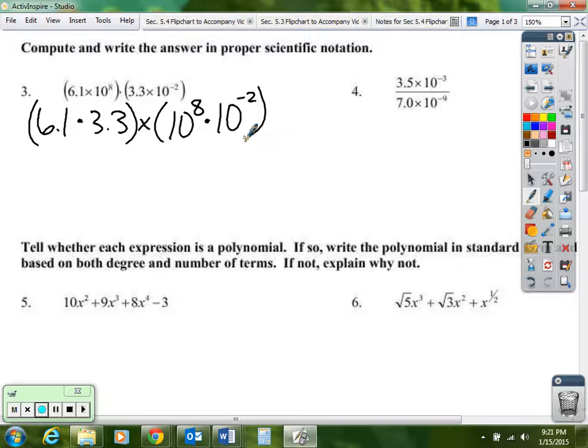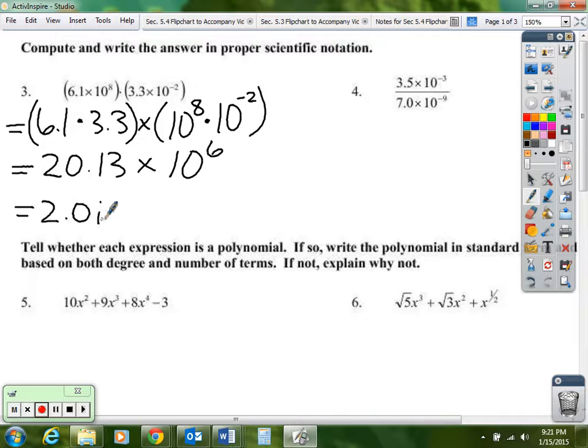6.1 times 3.3 is 20.13. 10 to the 8th times 10 to the negative 2, add the exponents. 8 plus negative 2 is 6. That's 10 to the 6th. This is not in proper scientific notation. We need to move the decimal point one place to the left so that this number is between 1 and 10.